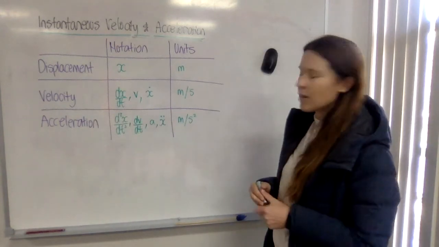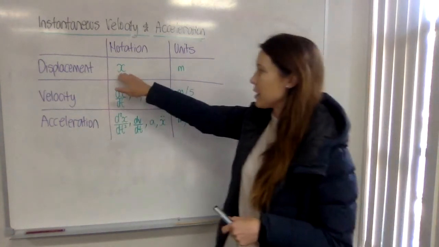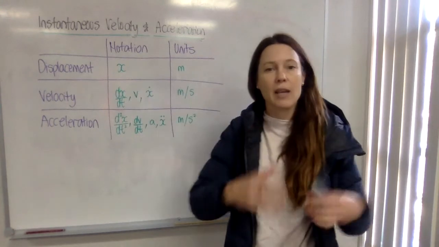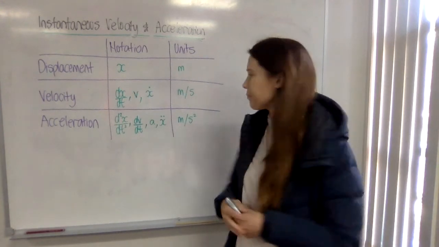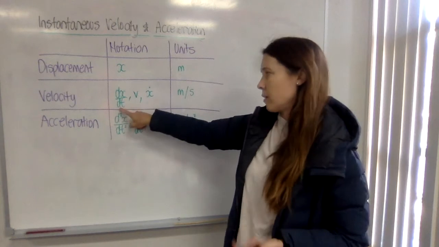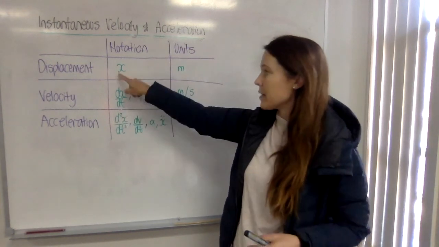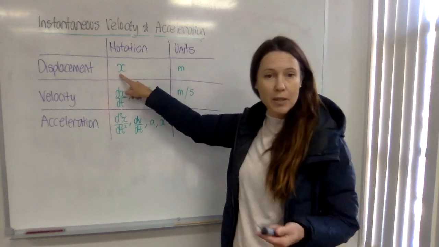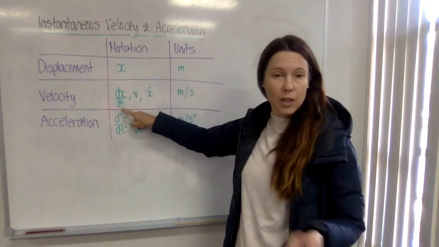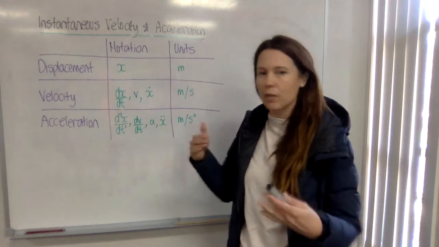So some notations that we need to be familiar with. Displacement is x, so we'll have x equals, and it will be in terms of t. Velocity, unsurprisingly enough, can be expressed as dx/dt, which makes sense. You're differentiating displacement with respect to time. You're seeing how the displacement changes over time.